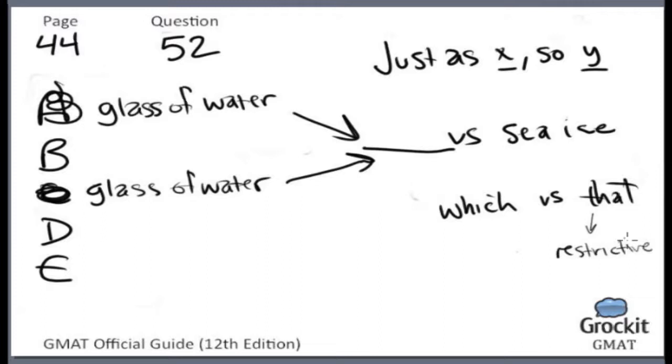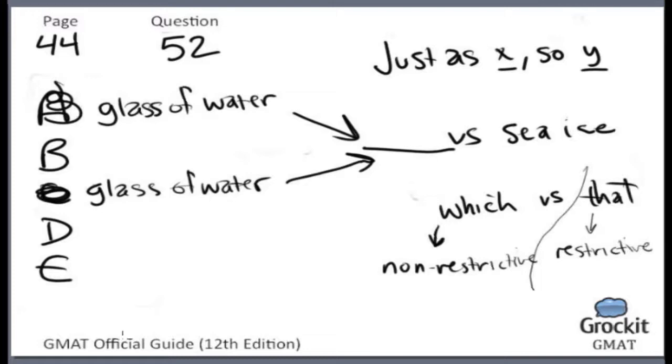You know, I want the dog that wags its tail the most differentiates it from all the other dogs that wag their tails less. Whereas which is not restrictive. When you use an expression with that, the information contained in the that phrase is necessary to identify which one or ones you're talking about. With a phrase like which, it's non-restrictive and can be deleted from the sentence. You do lose some information, but it's not information that's key to understanding the sense of the sentence.